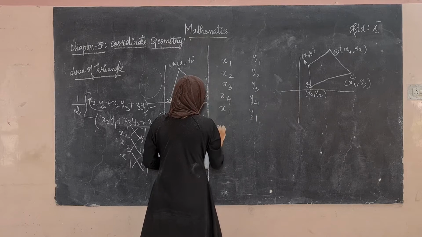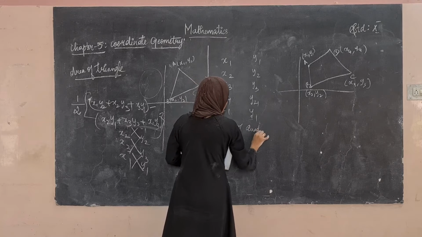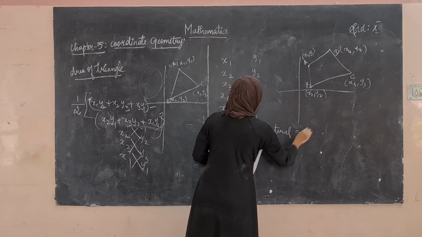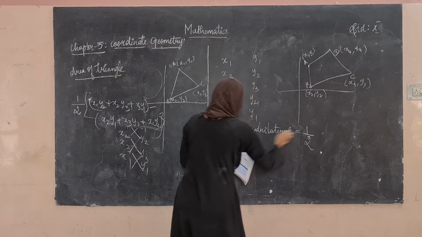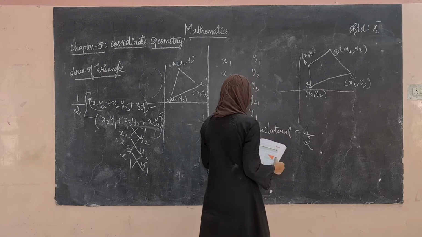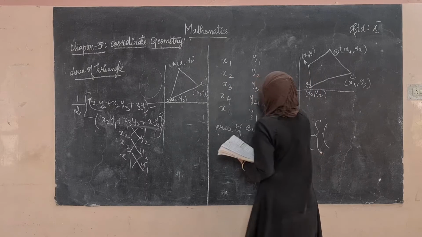So the area of the quadrilateral is 1 by 2 into these terms.